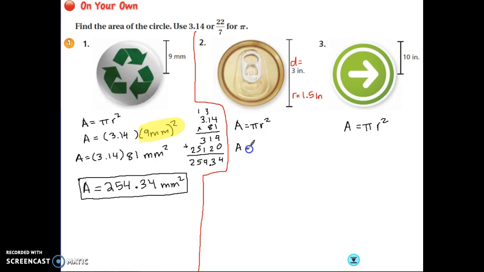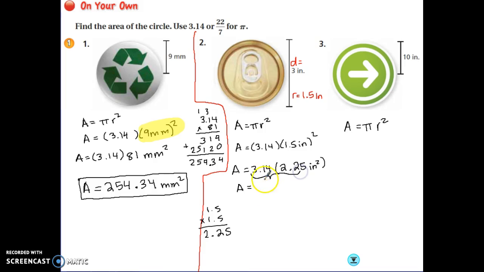For number 2, we should have area is equal to pi times 1.5 inches squared. Since 1.5 is not a multiple of 7, we'll use 3.14. Area is equal to 3.14 times, when I square 1.5 or multiply 1.5 by 1.5, we are going to end up with 2.25. I'm not going to go through that multiplication, but that's what you should have gotten. Square inches. Last, I need to multiply by 3.14. And when I multiply 3.14 by 2.25, I end up with 7.065 square inches. So the area of this circle is about 7 square inches. We are not told to round, so we'll go ahead and leave it as 7.065.